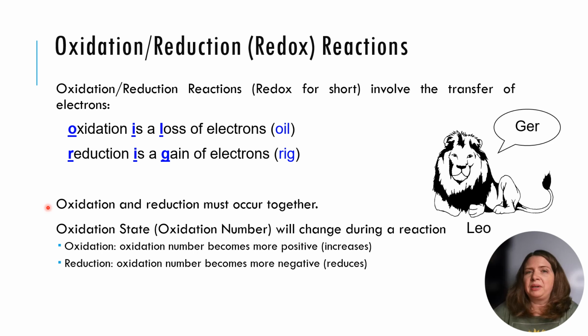Personally, I like to think about the everyday meaning of the word reduction, to go down. Since electrons are negatively charged, gaining electrons lowers an atom's oxidation state, which we call reduction. Conversely, losing electrons increases the oxidation state, which is oxidation.